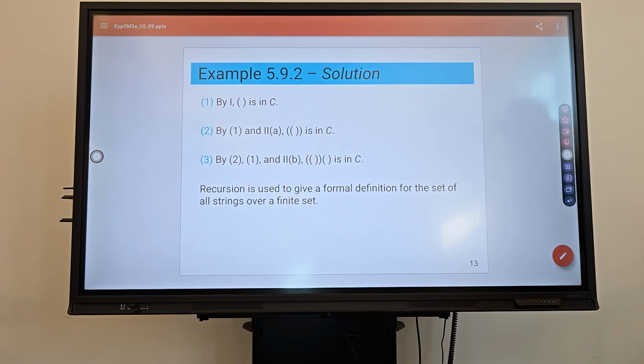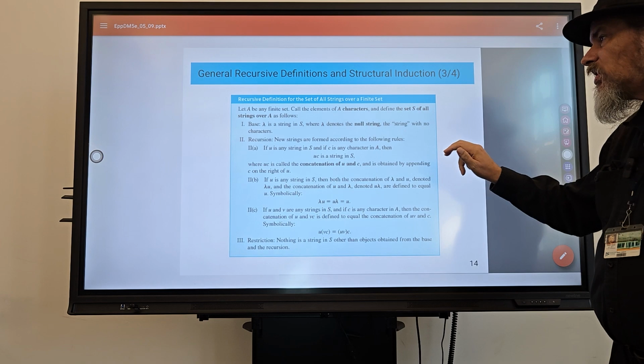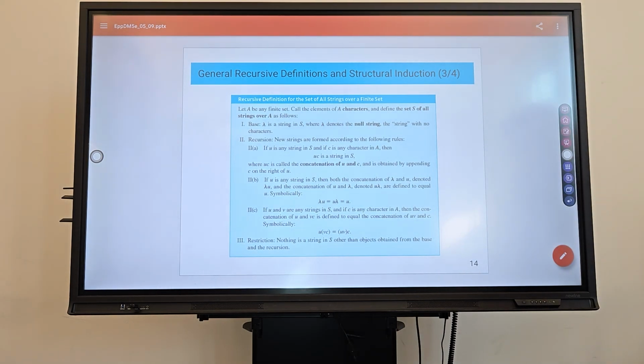Recursion is used to give a formal definition for the set of all strings over a finite set. Recursive definition for the set of all strings over a finite set. Kind of a wordy definition, but let A be any finite set. Call the elements of A characters and define the set S of all strings over A as follows. Base, lambda is a string in S where lambda denotes the null string, the string with no characters.